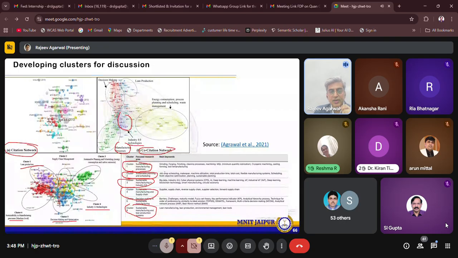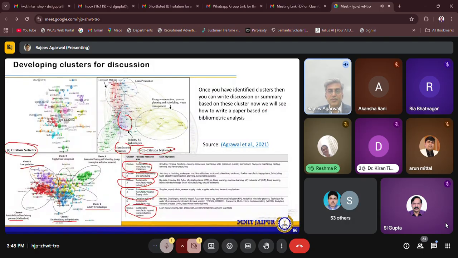So here the main keywords are there. I am actually deducing in all clusters what the keywords are. So in cluster 6, lean manufacturing and lean production are there. In cluster 4, supply chain is there. Once you identify the clusters, we will use these clusters to write a paper based on bibliometric analysis.